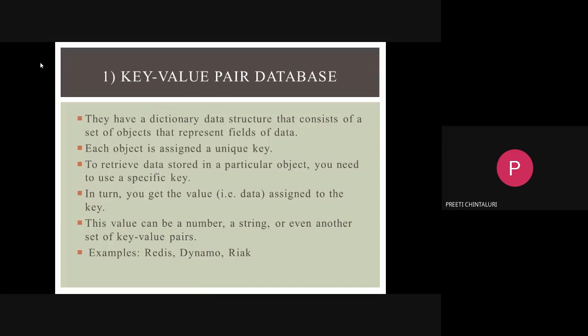The first type of database is the key-value pair database. They have a dictionary data structure that consists of a set of objects that represent fields of data. Each object is assigned a unique key. To retrieve data stored in a particular object, you need to use a specific key. In turn, you get the value, that is the data which you want, assigned to the key. This value can be a number or a string or even another set of key-value pairs. For example, Redis, Dynamo, Riak.